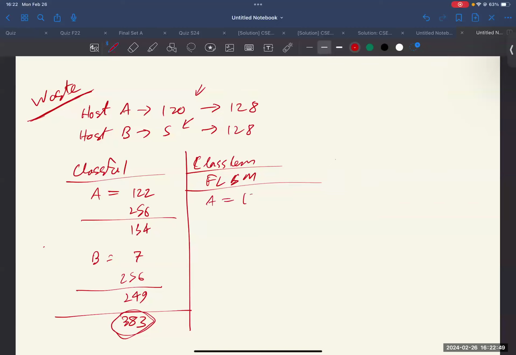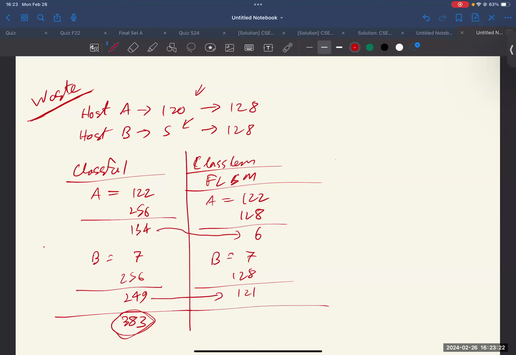So for A, your requirement is 122, and you give it 128, and hence what's the waste? It's only 6. So if you notice, the waste came down from 134 to only 6. For host B, its requirement is 7, and you have to give it 128 because equality. And here, wastage is what? 121. Again, not a good thing, but better than before, right? So what's my total waste now? It's just 127. So my total waste came down from 383 to 127. So far clear? Yes sir.